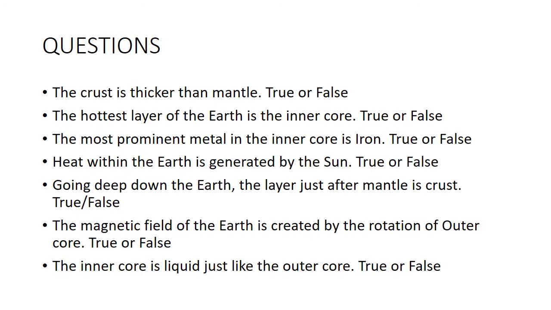Going deep down the earth, the layer just after the mantle is the crust. That is false. The layer just after the mantle is the outer core. The magnetic field of the earth is created by the rotation of the outer core. That is true, because the outer core is liquid in nature. As it moves around the solid inner core, it generates that magnetic field.